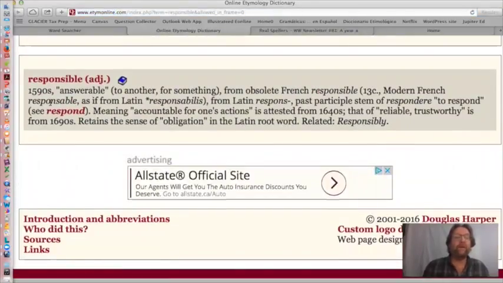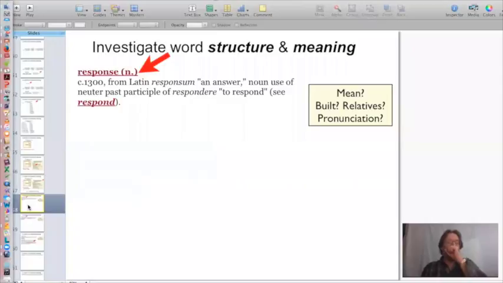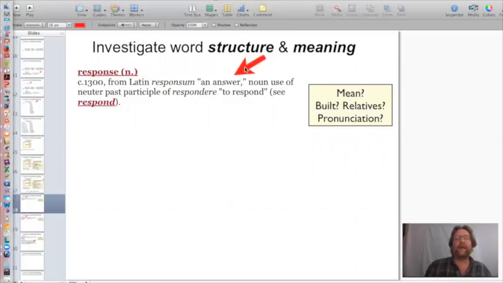And I come here. Now what I've done is I've pasted this information into my Keynote so we can take a closer look. We've got responsible. We see circa 1300, from Latin responsum, an answer, makes sense. Noun, use of neuter past participle of respondere, to respond. Now it tells me see respond.